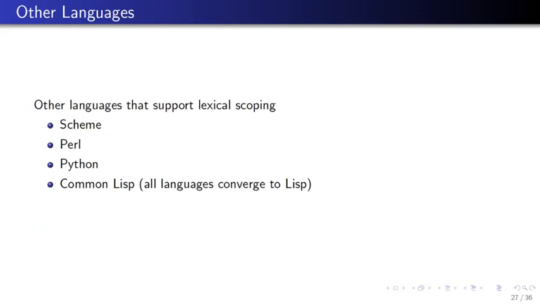There are a number of other languages that support lexical scoping. Some examples are Scheme, Perl, Python, and Common Lisp. And of course, there's a well-known computer science theorem, which is that all languages eventually converge to Lisp. And so it's not an obscure type of feature. It's actually very common in a number of other programming languages.